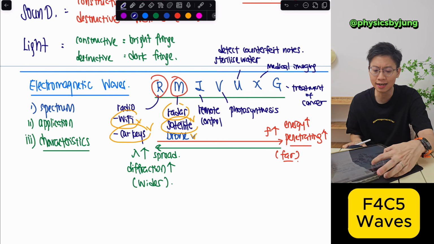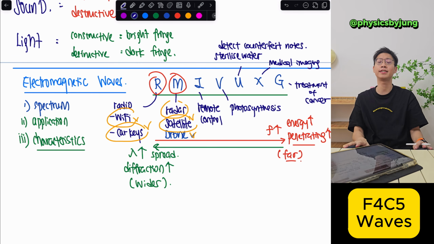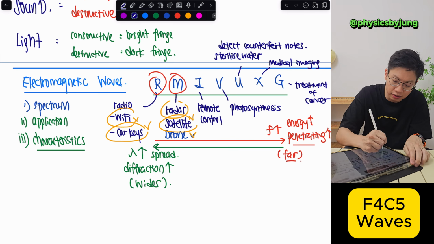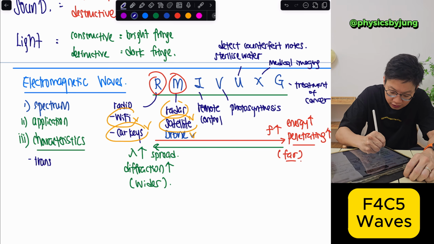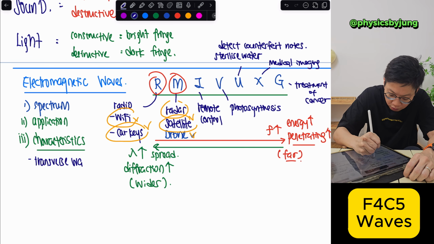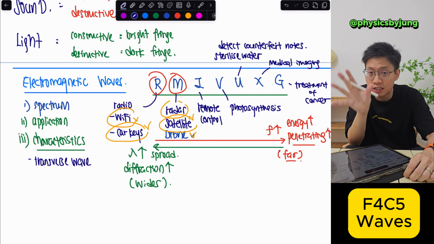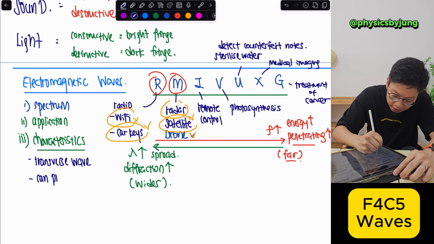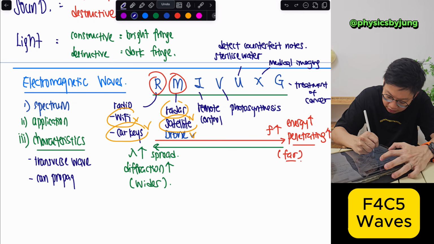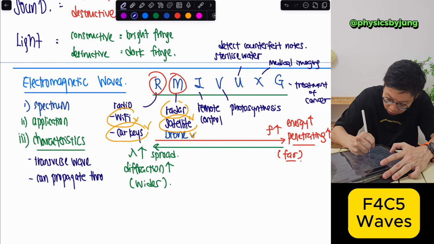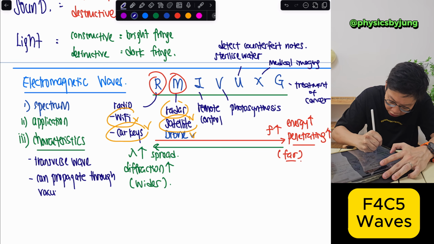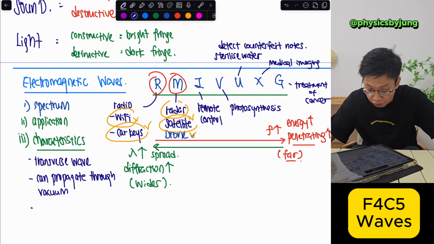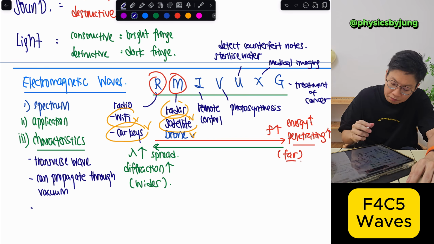Now, what are the characteristics? There are many characteristics of electromagnetic waves, but there are three that I want you to remember. Number one, the easiest one, they are all transverse wave. I told you, everything else is transverse wave besides sound. Number two, it can propagate through vacuum, also known as it can go through vacuum. It does not require a medium to propagate.